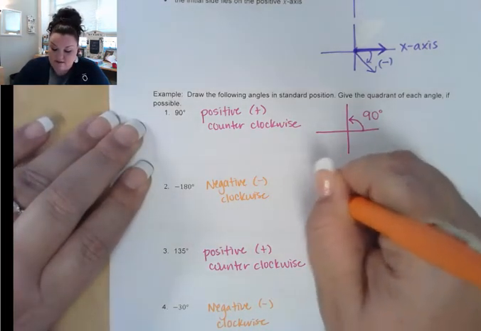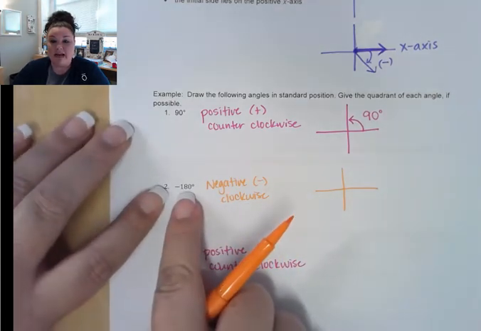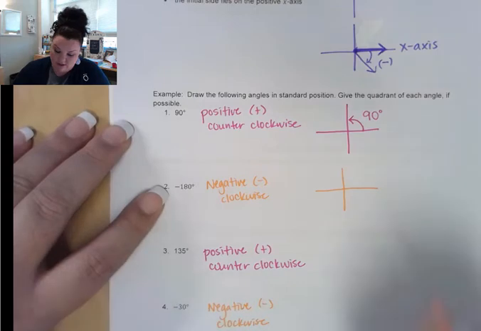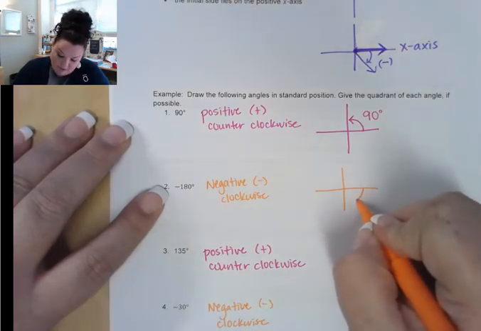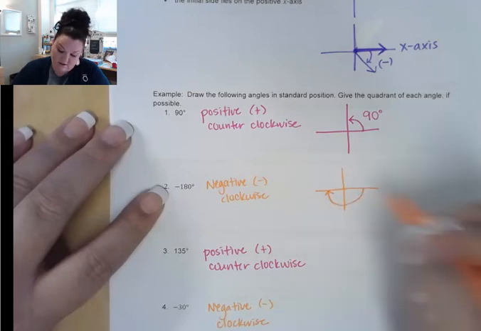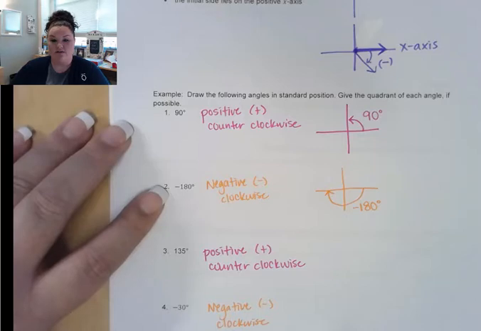Our next one is negative. Negative tells me that I'm going to be going clockwise 180. Now 180, remember, is a half rotation. So I'm still starting at my positive x-axis and I'm going a full half rotation in the clockwise direction. So this is negative 180 degrees.